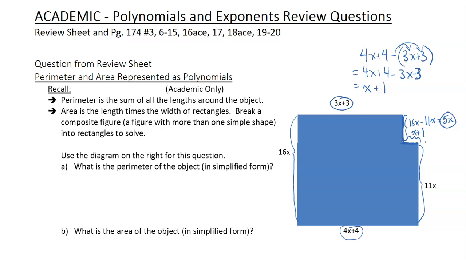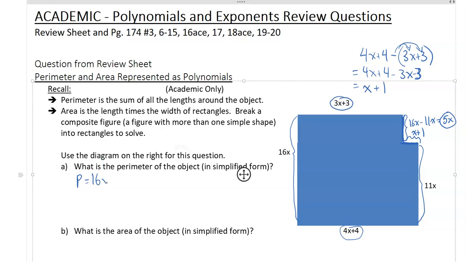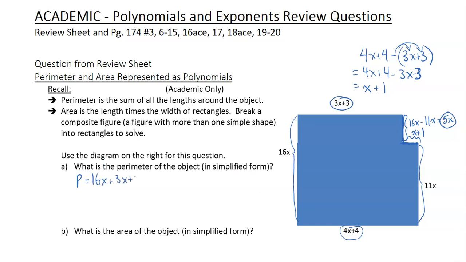And so now that I have all the sides all the way around, I can go ahead and add these together. So what's the perimeter? Well, I'm going to go around in a clockwise rotation from 16x, and then I'm going to 3x plus 3 and walk all the way around that way. So 16x plus 3x plus 3. If you keep going, we calculated the next side length to be 5x. We calculated the next side length to be x plus 1. And then we knew the next one to be 11x, and the bottom was 4x plus 4.